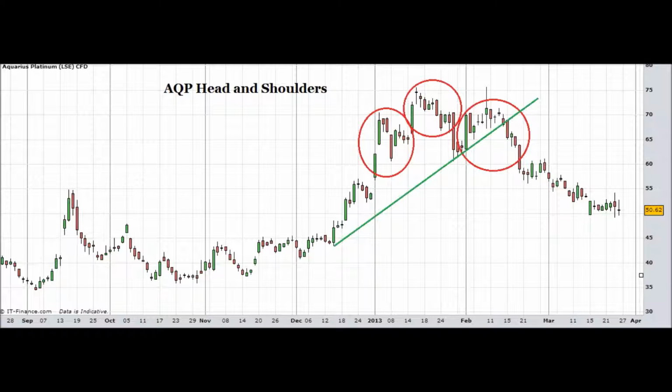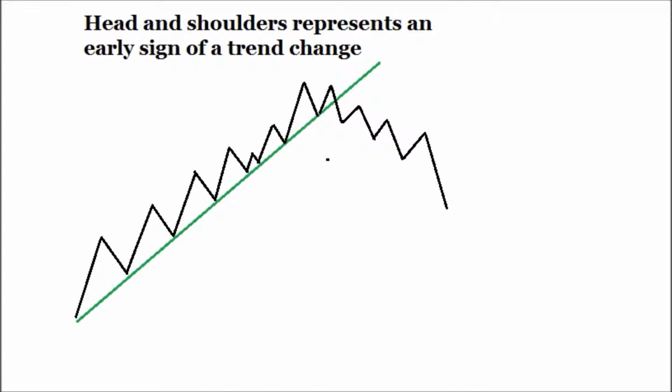This is an old chart. We actually ended up down here on Aquarius Platinum. So that is quite a strong reversal point, and we were actually trading this at the time, and we went short at the right time. So it's so important to get this pattern right, and here is why this pattern works.